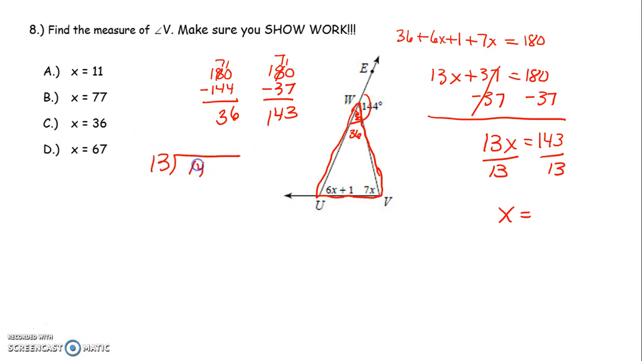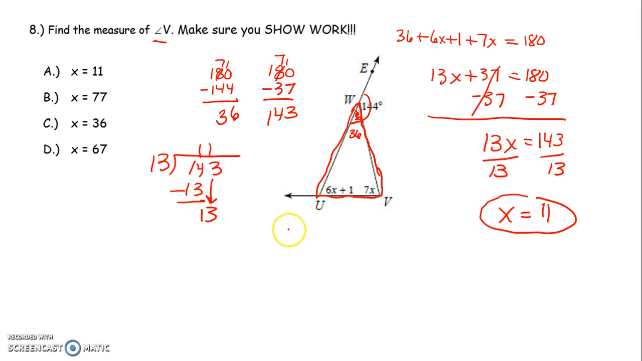13 goes into 143. 13 goes into 14 once. 1 times 13 is 13. Remainder of 1, drag down the 3. 13 goes into 13 once. And how I did that was I quickly thought in my mind that 13 times 10 gets me to 130. 143 is 13 more than 130, so I knew x had to be 11.